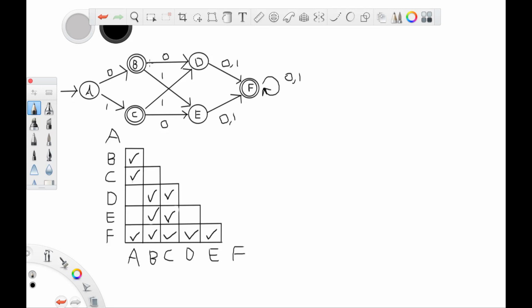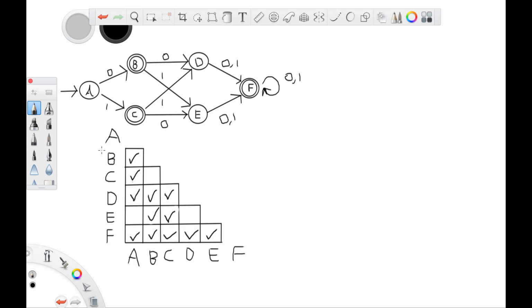No, it's not. B given an input of 1 goes to E, C given an input of 1 goes to D. Is ED checked? Once again, no, it isn't. So next, let's take a look at DA. So DA, if D is given an input of 0, it goes to F. If A is given an input of 0, it goes to B. BF is checked. So we need to check DA.